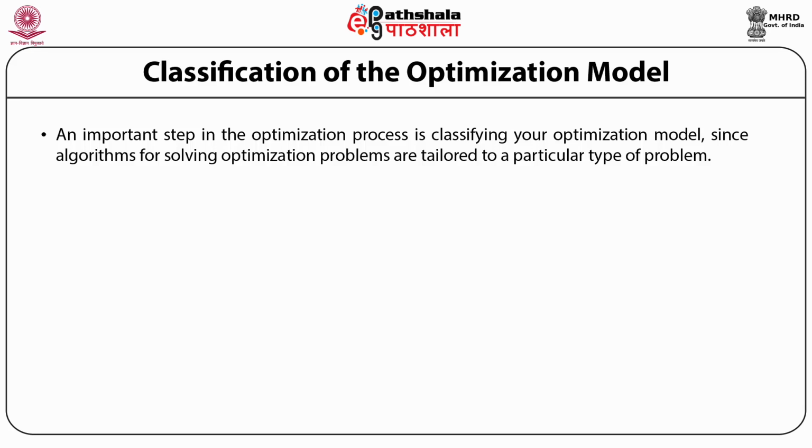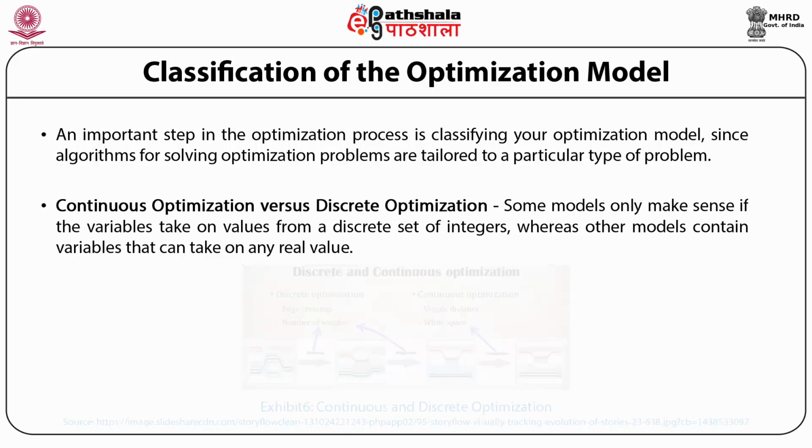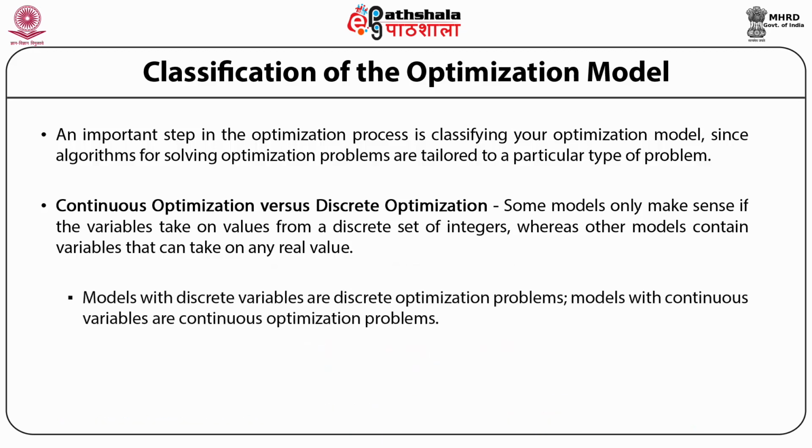The first classification is continuous optimization versus discrete optimization. Some models only make sense if the variables take on values from a discrete set of integers, whereas other models contain variables that can take on any real values. Models with discrete variables are discrete optimization problems. Models with continuous variables are continuous optimization problems.